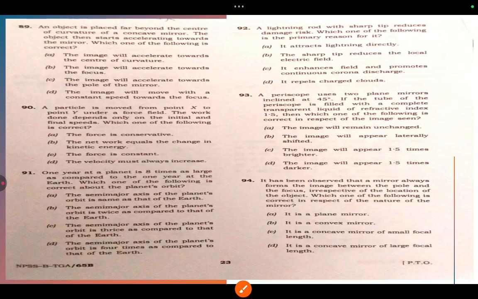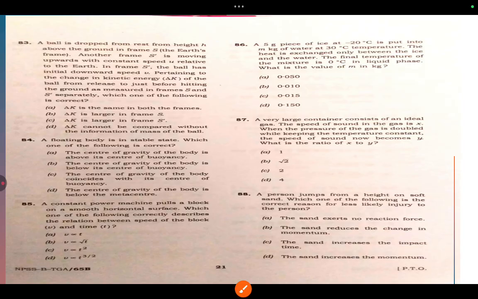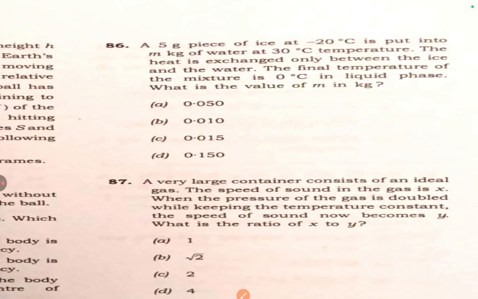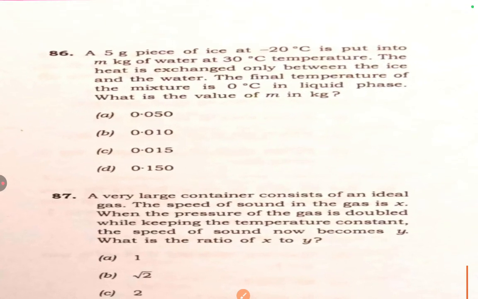Question number 86. A 5 kg ice at minus 20 degrees is put into m kg of water at 30 degrees temperature. The heat is exchanged only between the ice and water. The final temperature of the mixture is 10 degrees in liquid phase. What is the value of m in kg?